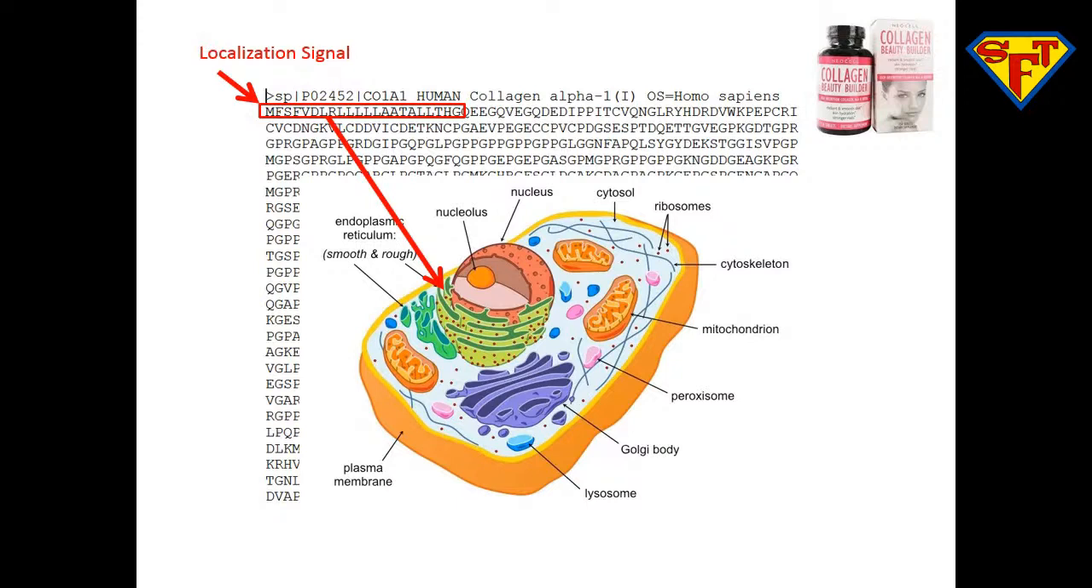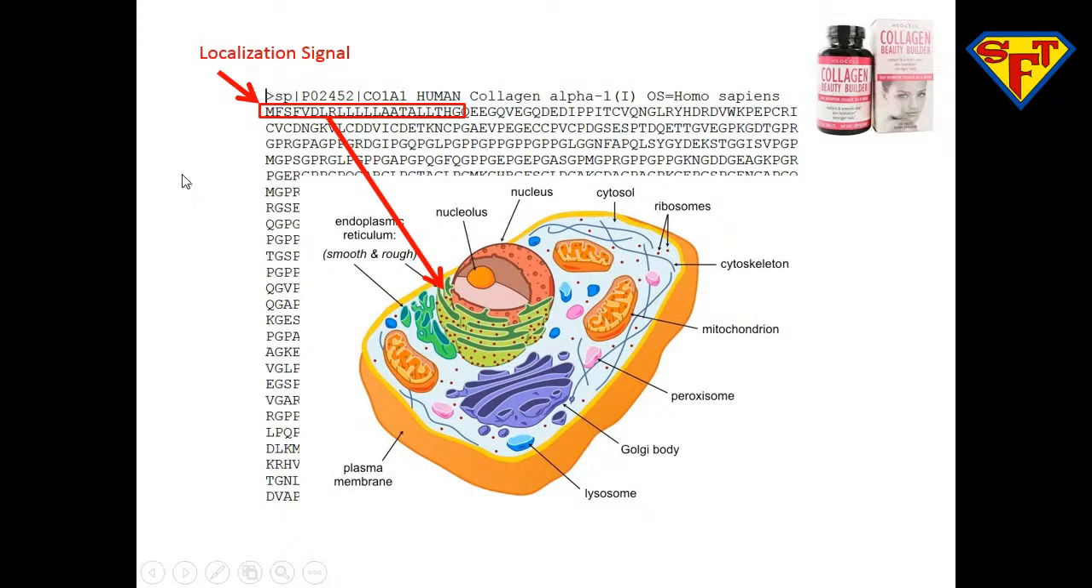So when we covered collagen earlier, and I'm showing a picture here, there is what's called the localization signal. And that helps it go through these membranes here and go to the right location in the cell. It's called the localization signal.